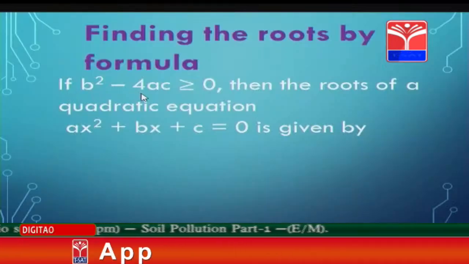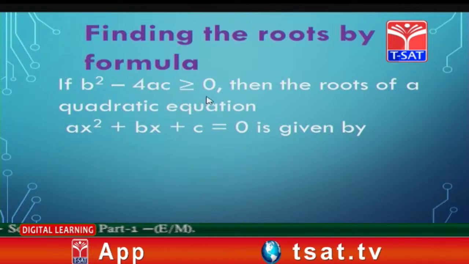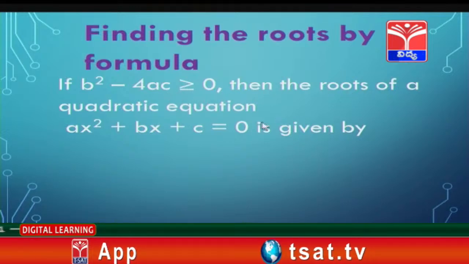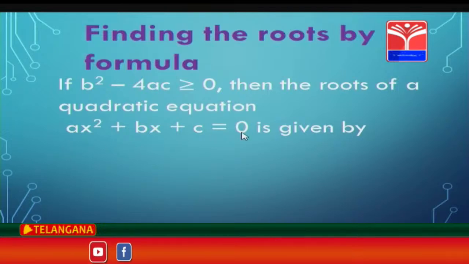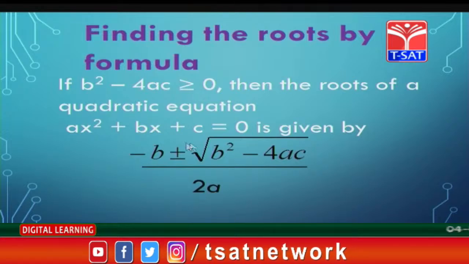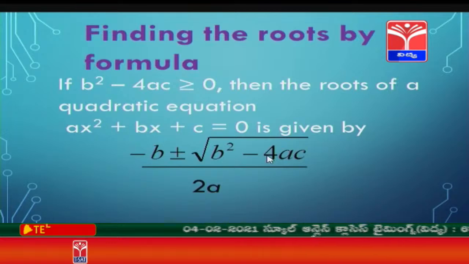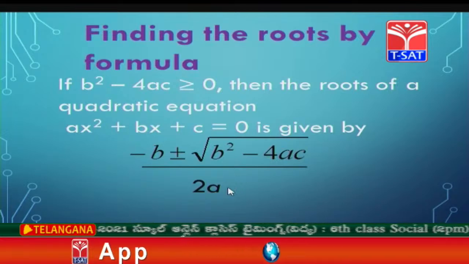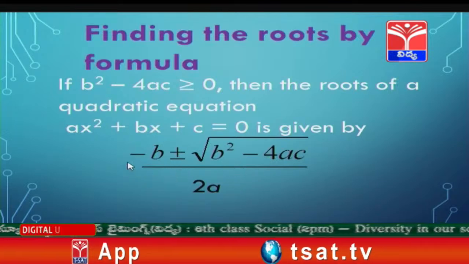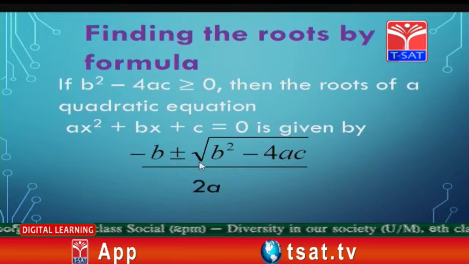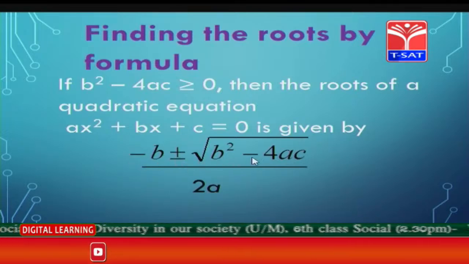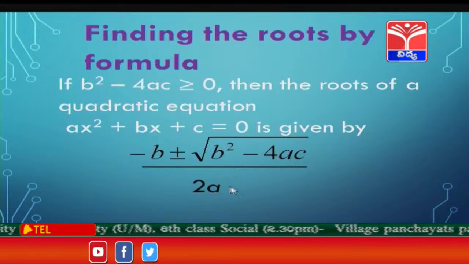Now, let us see how to find the roots of a quadratic equation using a formula. If b square minus 4ac is greater than or equal to 0, then the roots of the quadratic equation ax square plus bx plus c is equal to 0 are given by minus b plus or minus under root b square minus 4ac by 2a. I repeat the formula: minus b plus or minus under root b square minus 4ac by 2a.